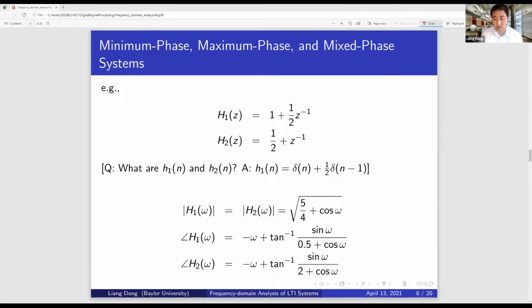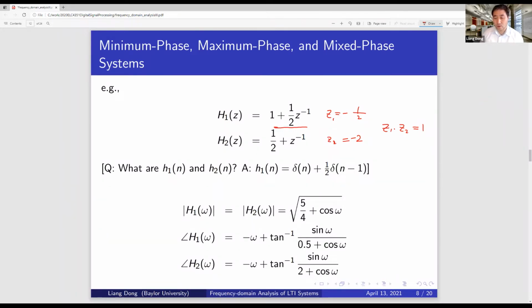So the first one has a zero at -1/2. Let me call that z1. The second zero, for H2, is at -2. So z1 is within the unit circle, and the other zero is outside the unit circle. One observation is that these two zeros are reciprocals of each other, meaning that z1 times z2 equals 1.